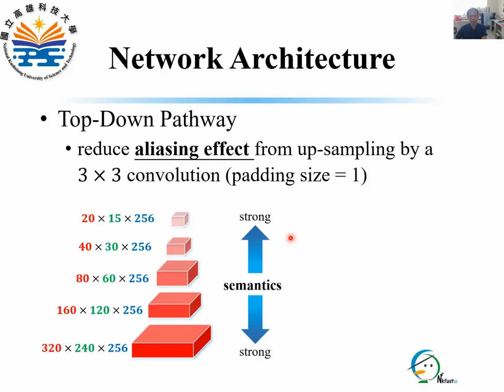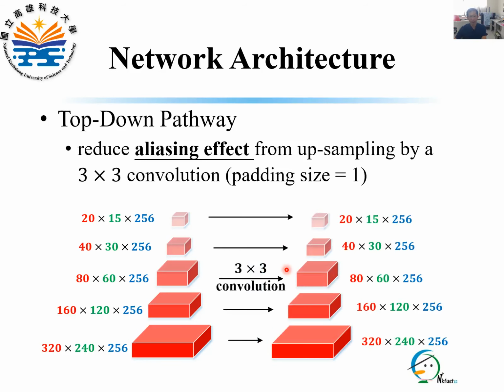The feature maps in the resulting feature pyramid are all with rich semantics. Furthermore, to reduce aliasing effect from upsampling, the top-down pathway performs 3 by 3 convolution with padding size equal to 1 for all feature maps.